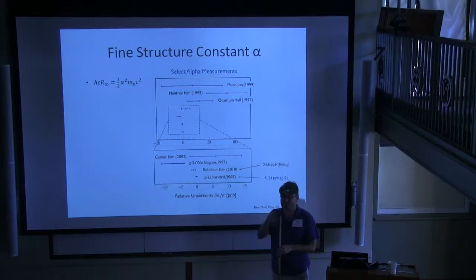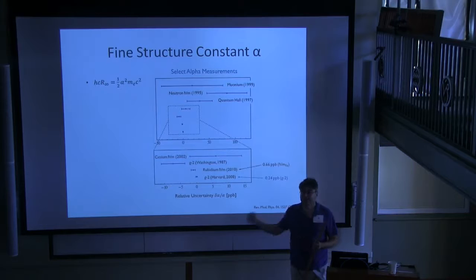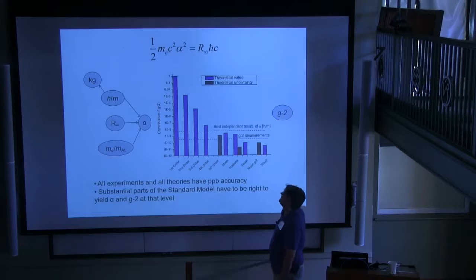Anyway, so G minus 2 can deliver the fine structure constant because you can use the standard model to calculate G knowing alpha or vice versa. And I shouldn't really be talking too much about this because the expert is here in the audience. How do I get the fine structure constant from h over m? And the answer is here.